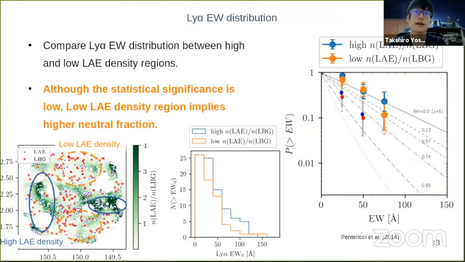Finally, we calculate the Lyman alpha equivalent width and compare the equivalent width distribution between LAEs in high LAE density regions, shown in blue, and LAEs in low LAE density regions, shown in orange. We find that LAEs in high LAE density regions more populate higher equivalent widths. From this figure, low LAE density regions imply a higher neutral fraction, while the statistical significance is not sufficient.